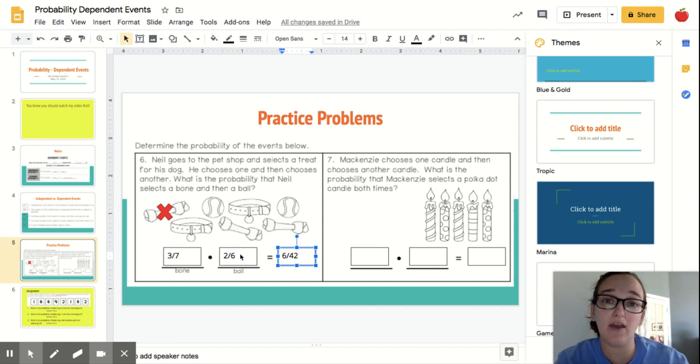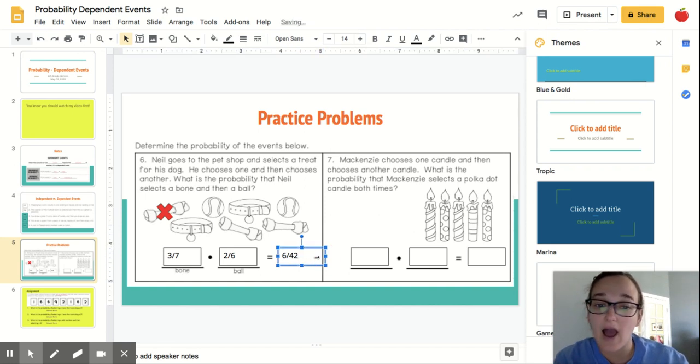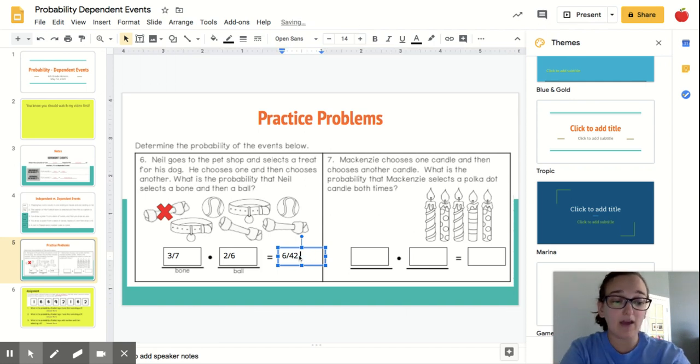On your assignment, you don't have to simplify. I said this on my last video. I'm not counting off if you forget to simplify. But if you do simplify, that would be good. You should, but I'm not counting off if you forget. So 6 over 42, I could divide by 6 on both of those and get 1 out of 7.